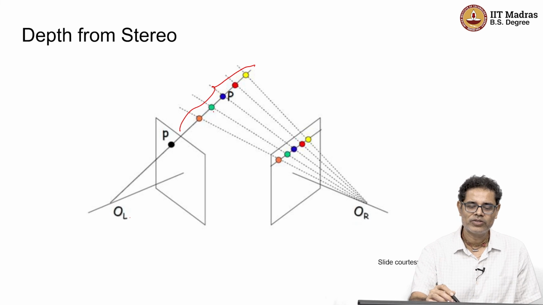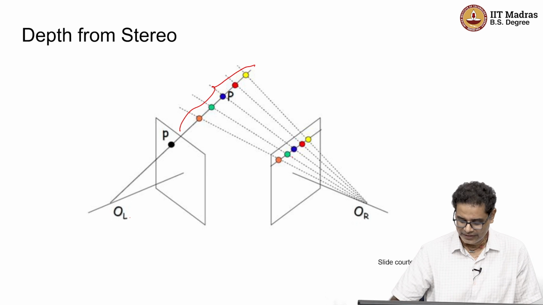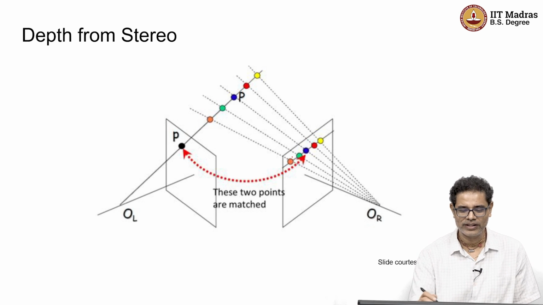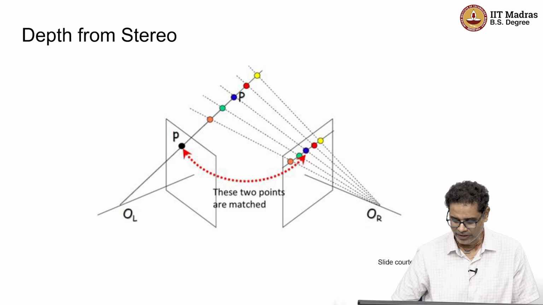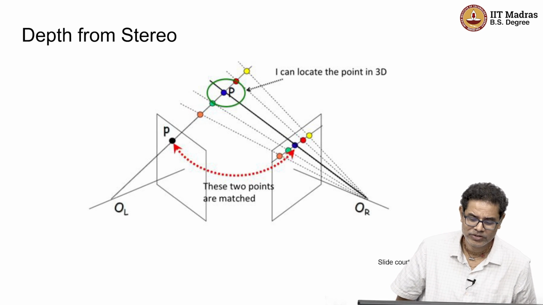Now what I can do is project this 3D line in the second camera, the right camera, and that will become a line, right? Project this thing here, it will become a line in the image plane for the right camera. And then if I know the corresponding point, so what does this P match to? Let's say this is the matching point P prime. Then we know exactly what the 3D point corresponding to P is.